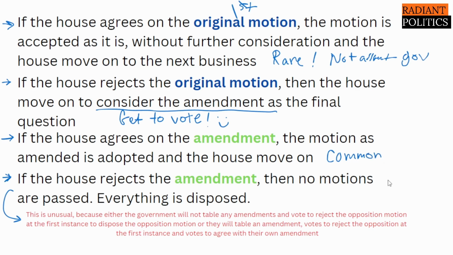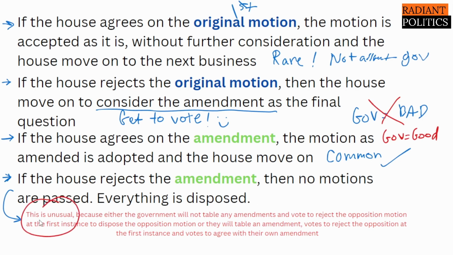This is usually the case if the motion tabled by the opposition expresses an obvious attack on the government. If the House rejects the amendment, then no motions are passed. This is unusual, because either the government will not table any amendments and vote to reject the opposition motion at the first instance to dispose of the opposition motion, or they will table an amendment, vote to reject the opposition motion at the first instance and vote to agree with their own amendment.